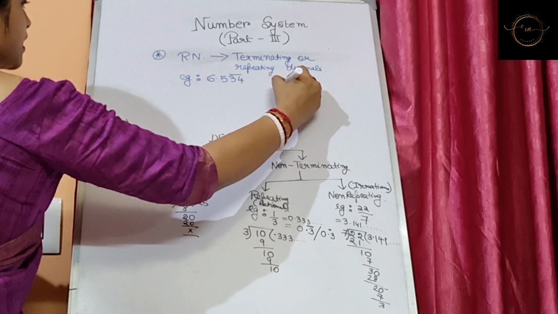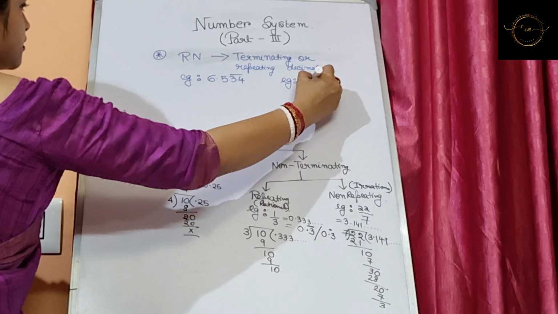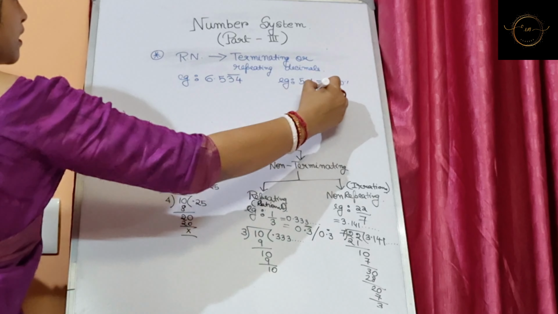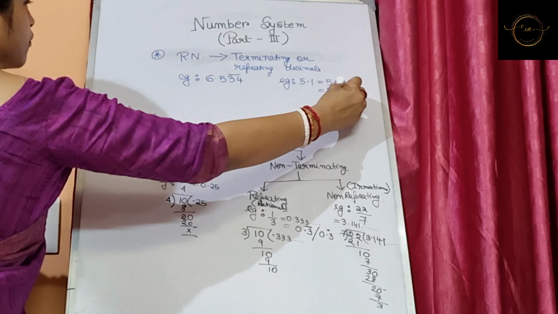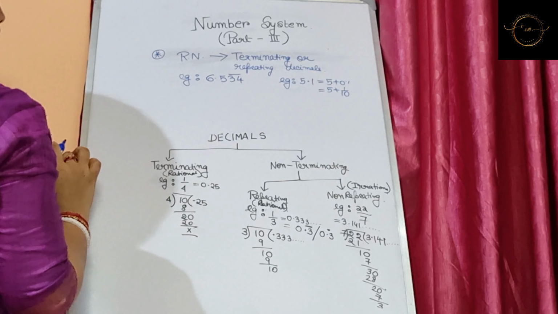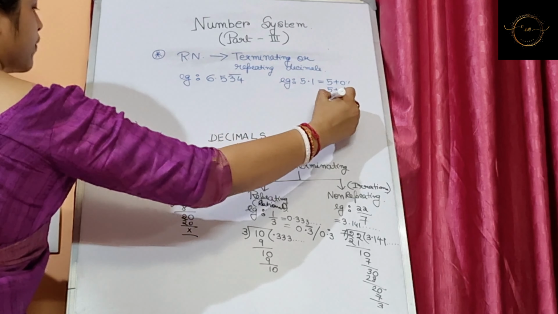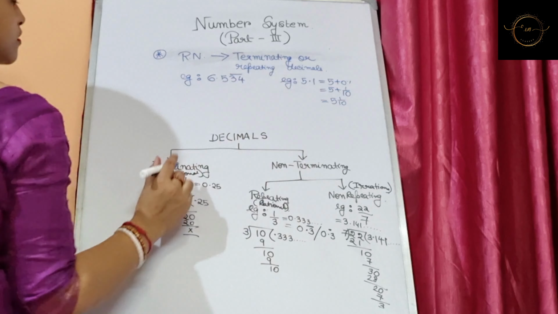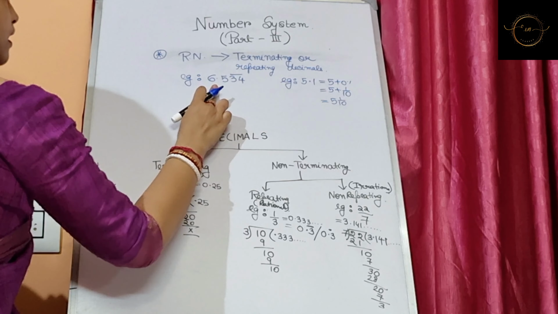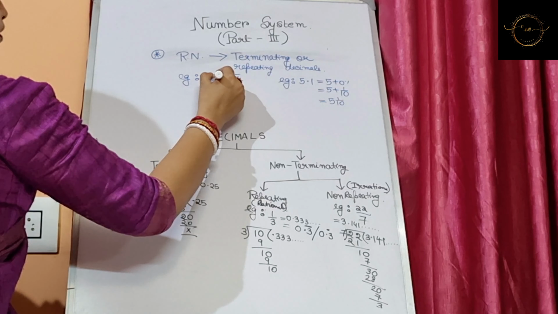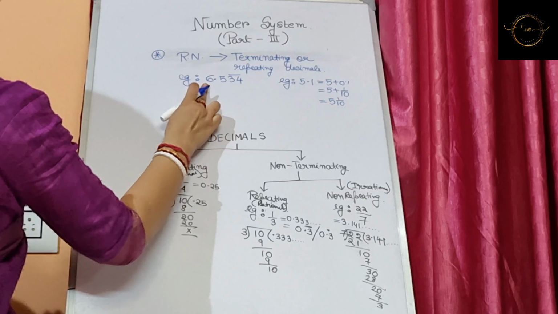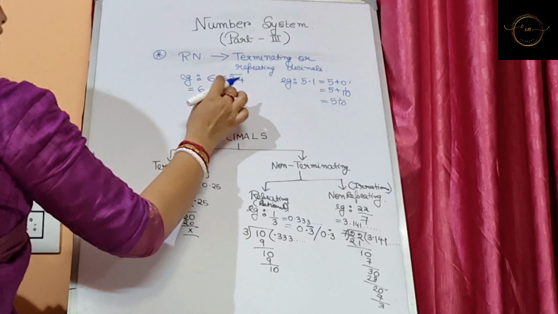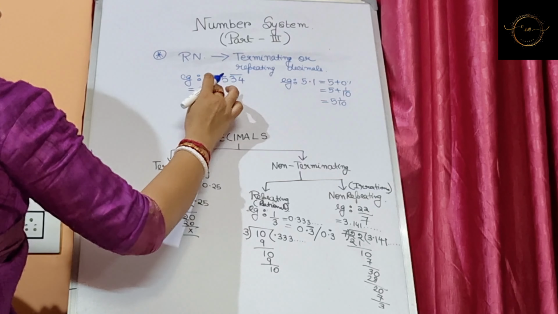Let me take another example to give you one fact. 5.1 is equal to 5 plus 0.1. This you can write as 5 plus 1 by 10, which is equal to 5.1. And this we can also write as 5 whole 1 by 10, that is 51 by 10, that is 5.1. Similarly, over here also, what is the number before the decimal point? It's 6. So this number should also be of the form 6 whole some fraction. So how to write that fractional form?